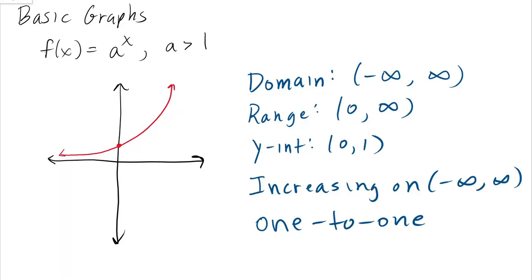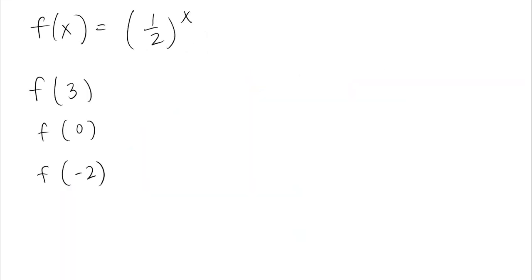What if the base is between 0 and 1? An example of that would be f(x) = (1/2)^x. You evaluate the function the same way when the base is between 0 and 1. You're just plugging the input in for the exponent. So f(3) in this example would be (1/2) cubed. And remember that when you raise a fraction to a power, you just raise the numerator and the denominator to that power. 1 to the third power is 1, 2 to the third power is 8, and so f(3) would be 1/8. f(0) would be (1/2) to the 0 power, which is 1.